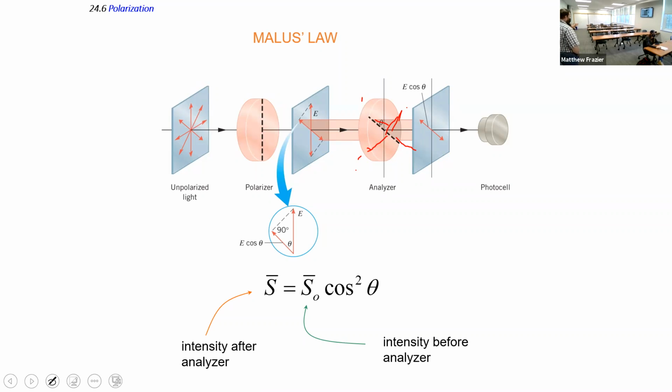All right, so he's going to turn it. Oh, it gets blocked. So this is where we bring in the question of putting the third polarizer in between.